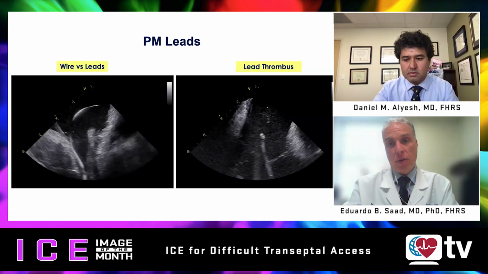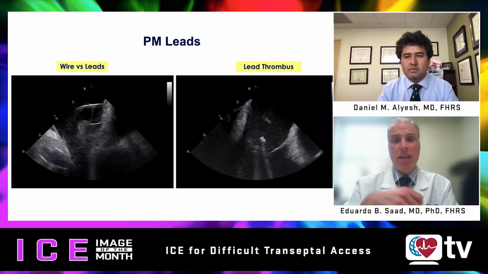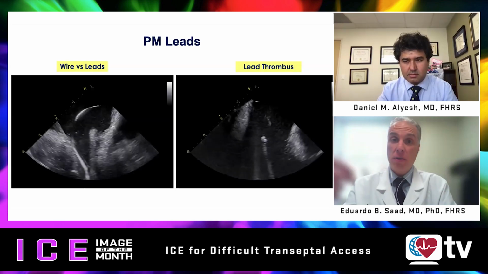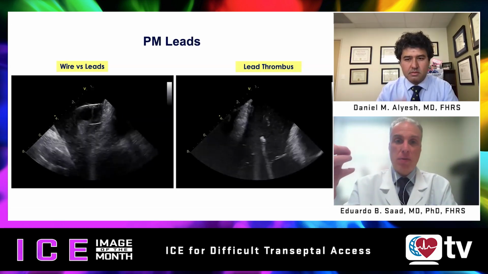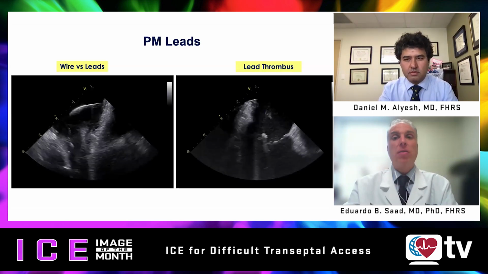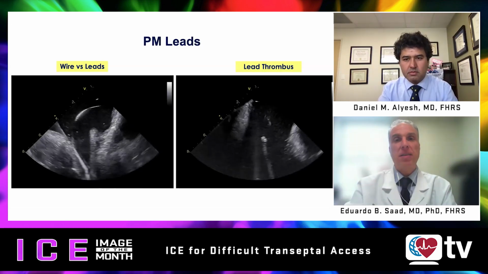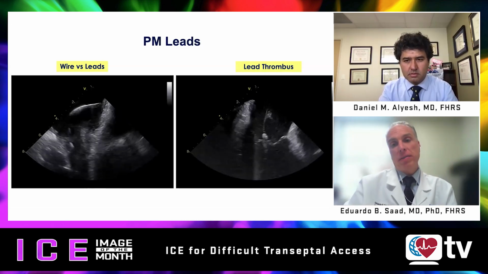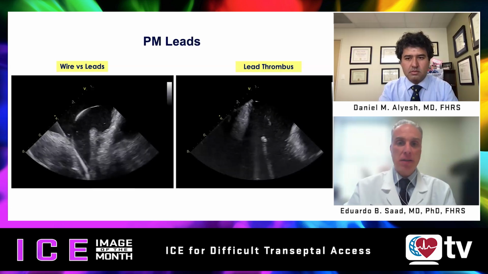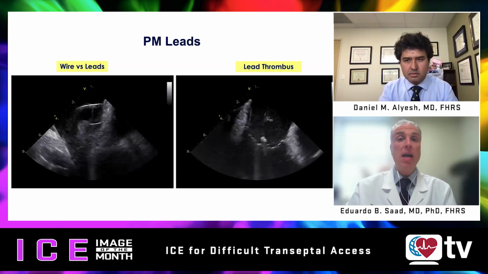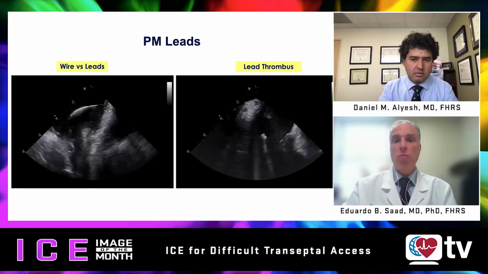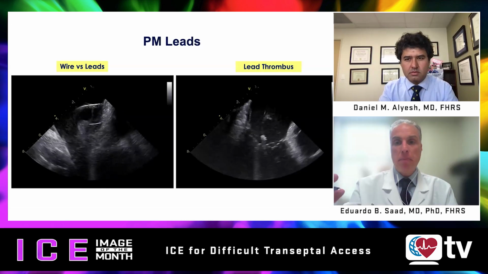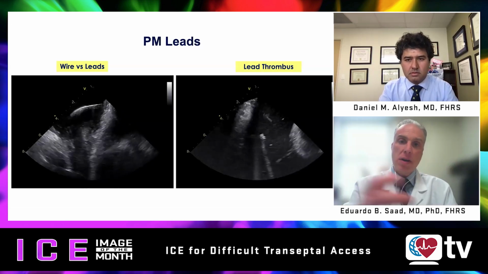On the right side of the screen, we have an image to show that once you use ICE routinely and you're watching the leads from the near field, it's very common to see lead thrombus. It's not unusual, and it's a warning for us. Sometimes you wonder whether the patient has endocarditis or something, but otherwise it's very common to see thrombus. This one on the right side of the screen is on the lead, in the middle of the right atrium, near the tricuspid valve.